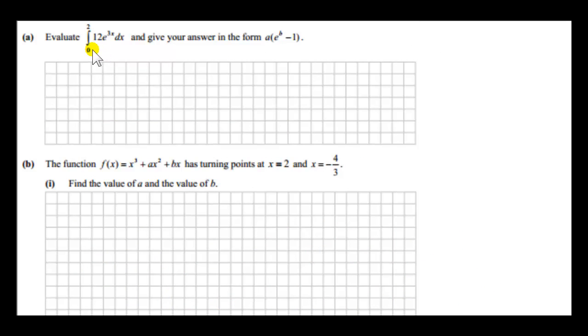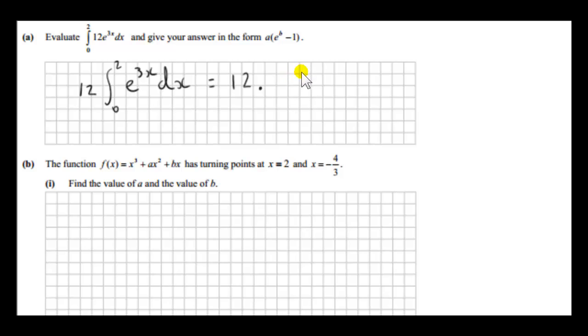Okay, here we have to integrate 12e to the power of 3x with respect to x from x equals 0 to x equals 2. So 12 is just a multiplicative constant, you know, it can be just taken out through the integral sign. So what we want to do is find a function whose derivative is e to the power of 3x. So I'll just write down what that is.